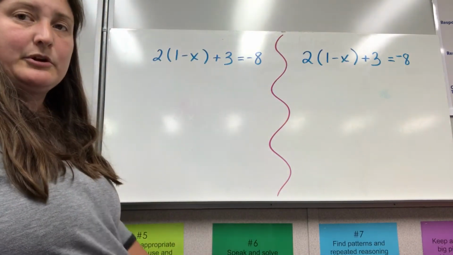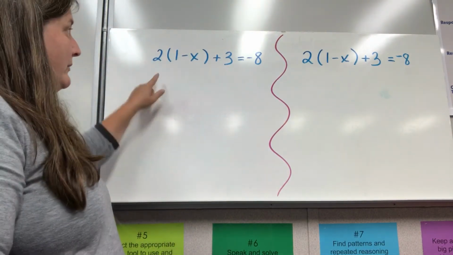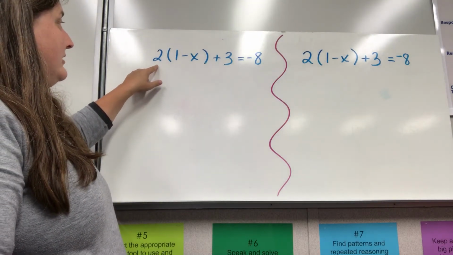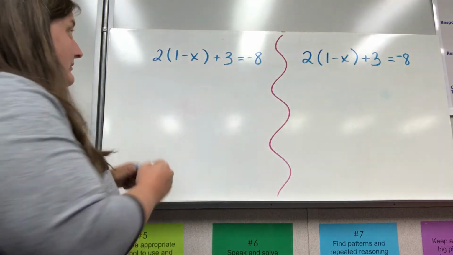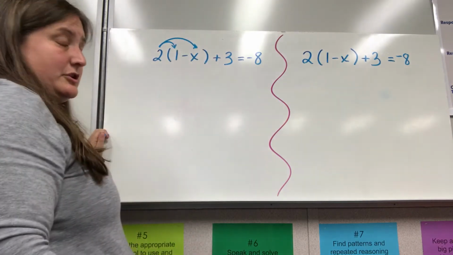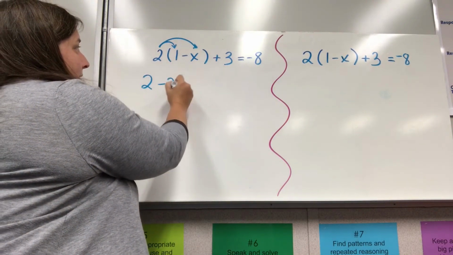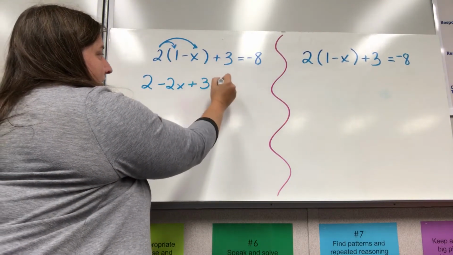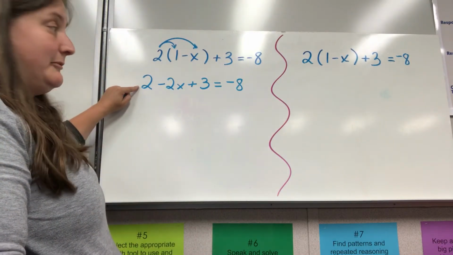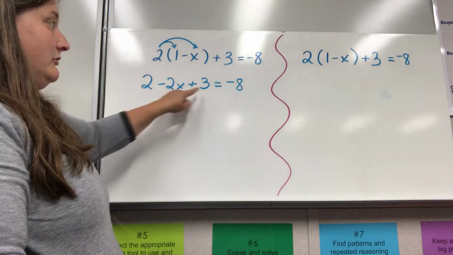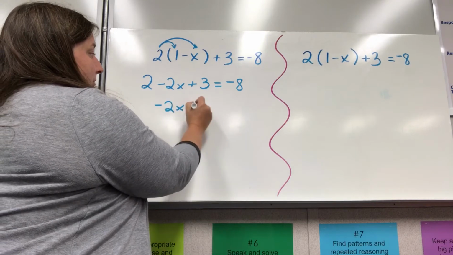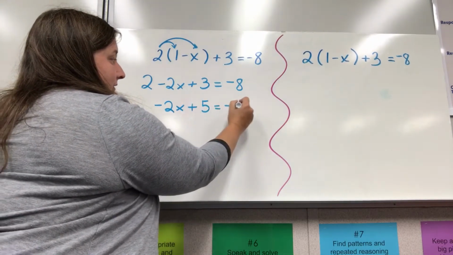Now let's try a problem that we're going to solve two different ways. One way to solve this problem is to take this 2 and distribute it to my parentheses. If I do that, my new equation will be 2 minus 2x plus 3 equals negative 8. Now this problem can also be simplified before I start to solve. My constants 2 and 3 can be put together. 2 plus 3 is 5. So I have negative 2x plus 5 equals negative 8.